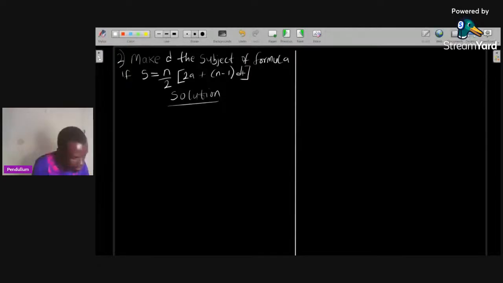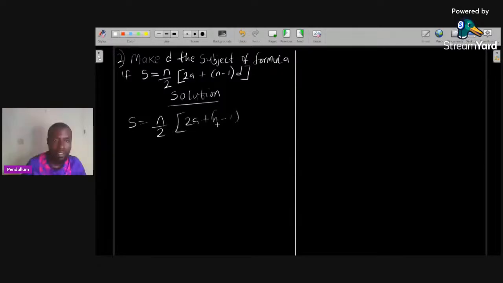Okay, so this is the formula for calculating the sum of n terms in an arithmetic progression. We have to make d the subject of the formula here. So let's work quickly. First thing we are going to do is cross multiply. We have that S is equal to n over 2 times (2a + (n - 1)d).